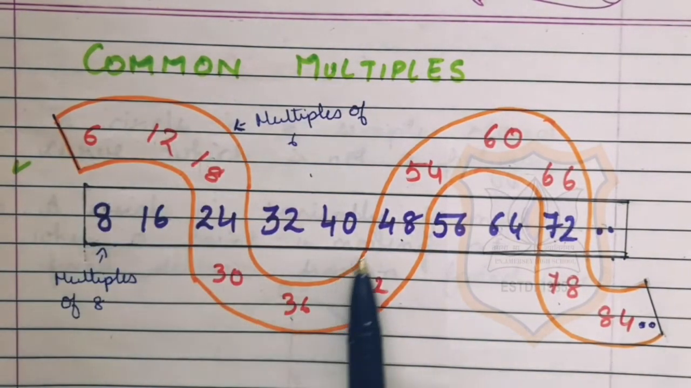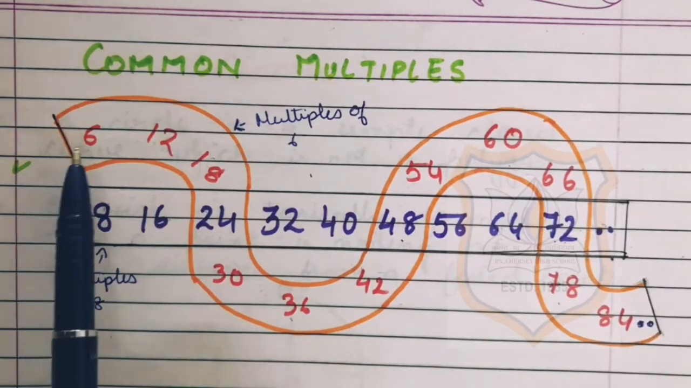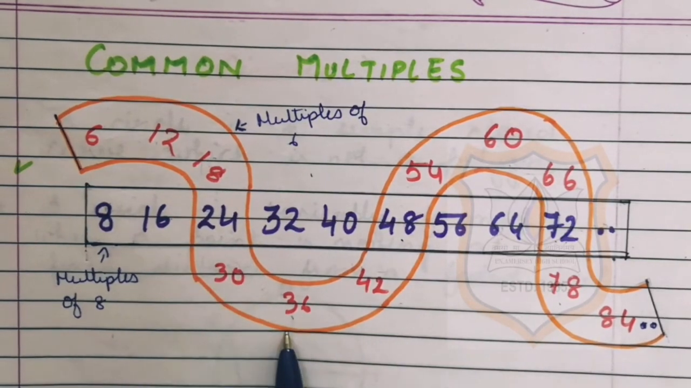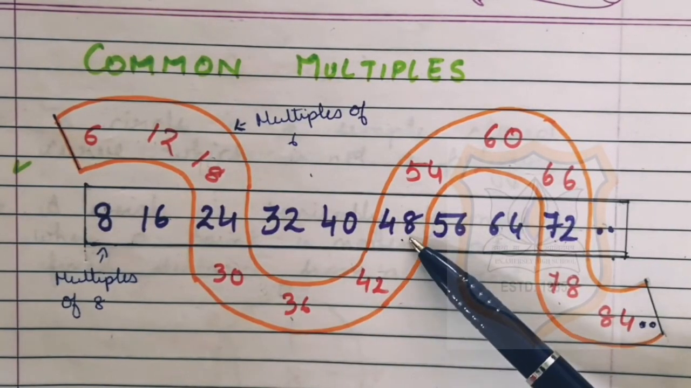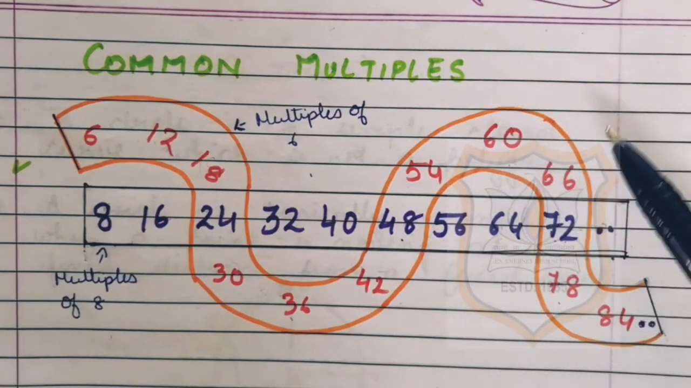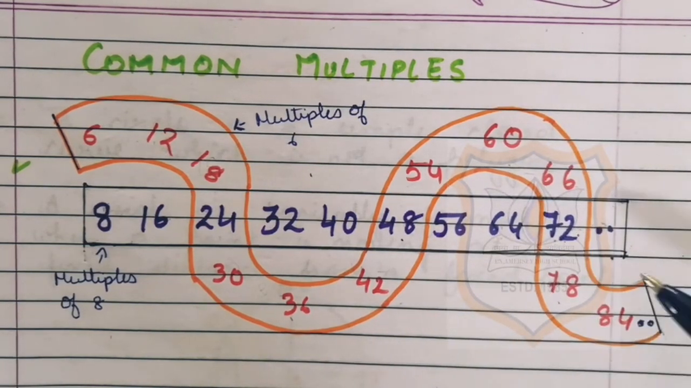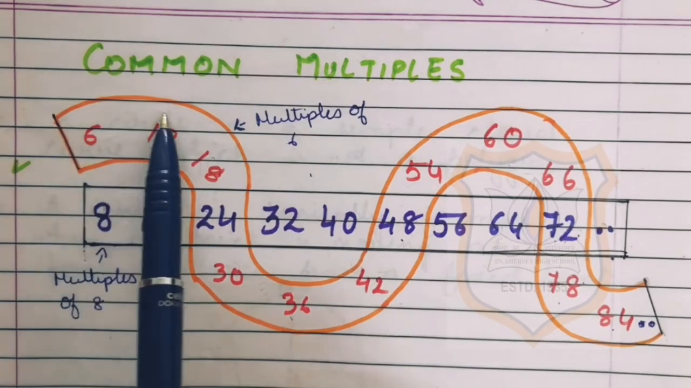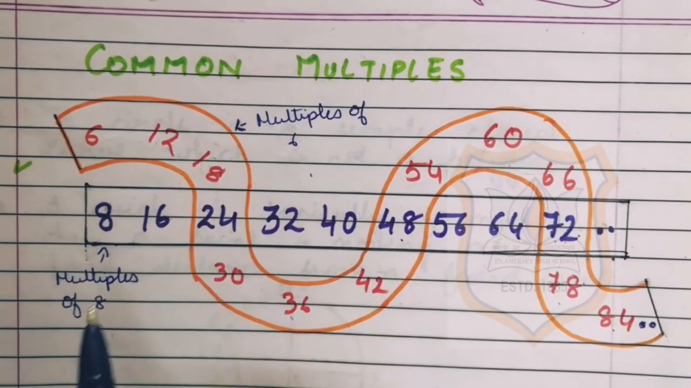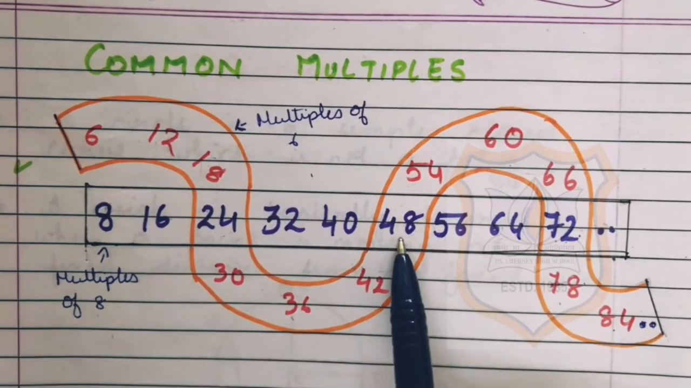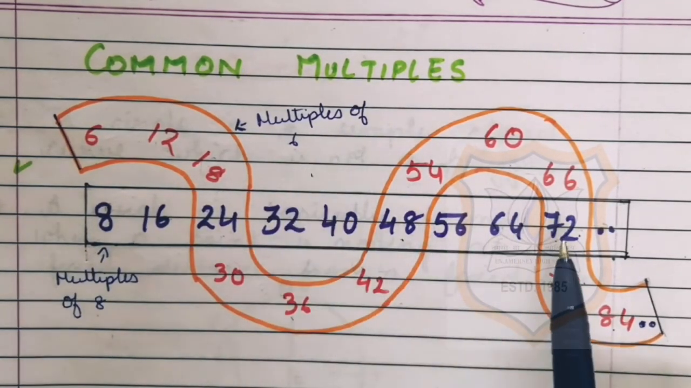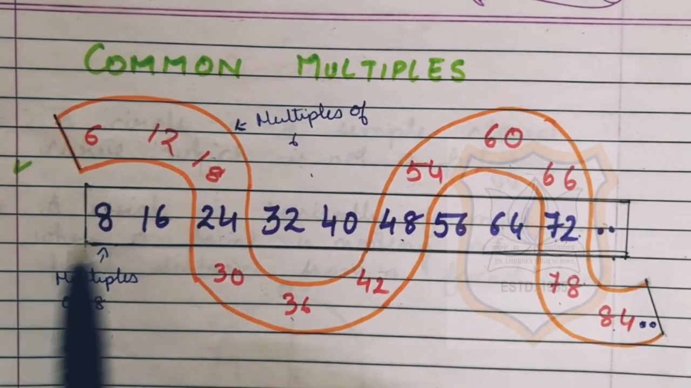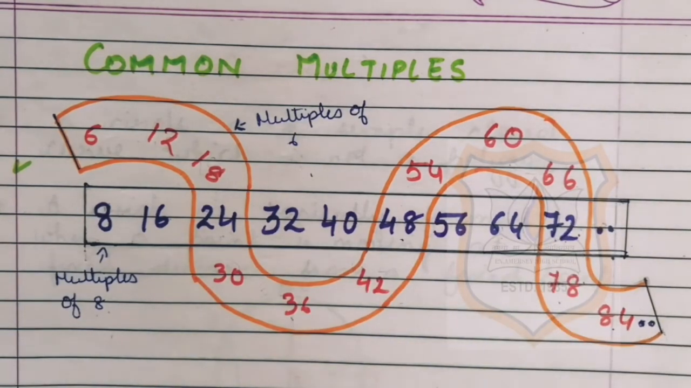And in this curvy line we have written the multiples of 6. 6 ones are 6, 6 twos are 12, 6 threes are 18, 6 fours are 24, 6 fives are 30, 6 sixes are 36, 6 sevens are 42, 6 eights are 48, 6 nines are 54, 6 tens are 60, 6 elevens are 66, 6 twelves are 72, 6 thirteens are 78, 6 fourteens are 84 and so on. Now you can see that 24 is a multiple of 8 and 6. 48 is a multiple of 8 and 6. 72 is a multiple of 8 and 6. So we can say that the common multiples of 6 and 8 are 24, 48 and 72.